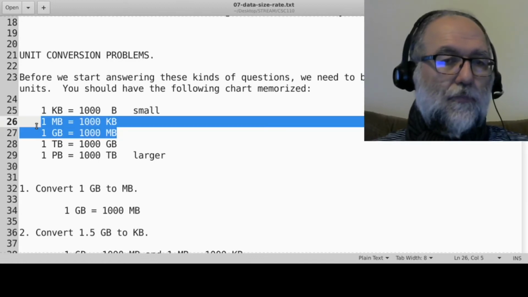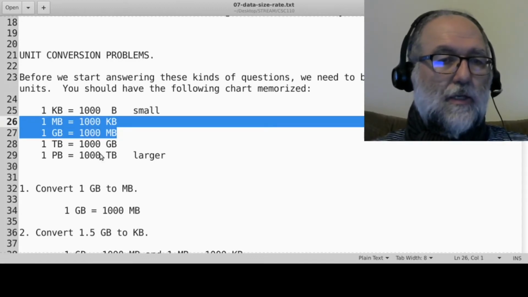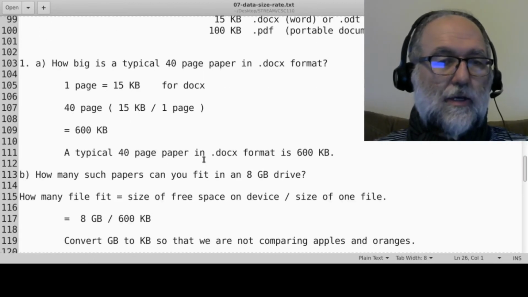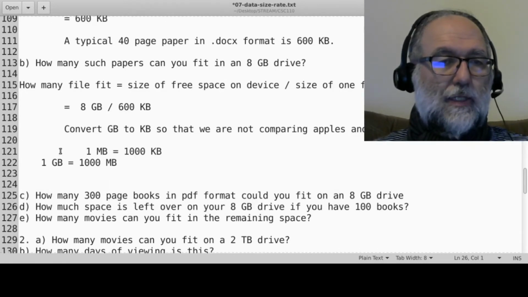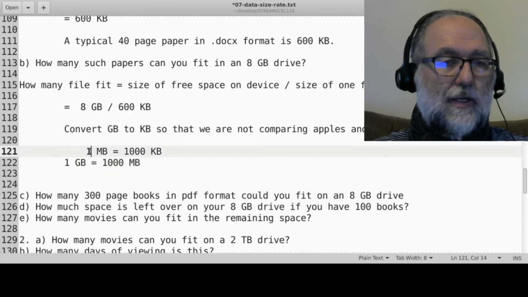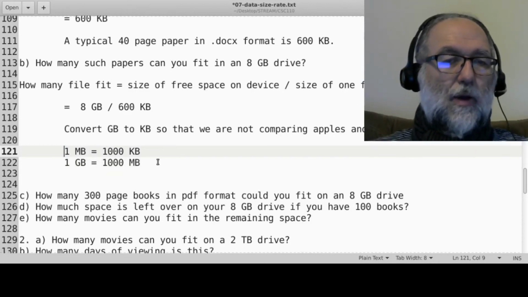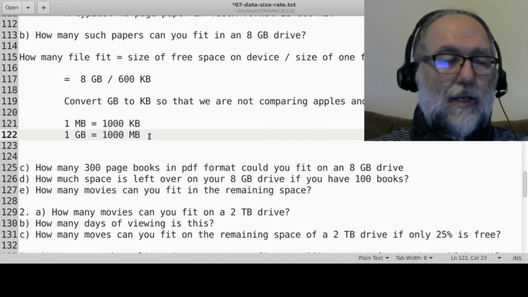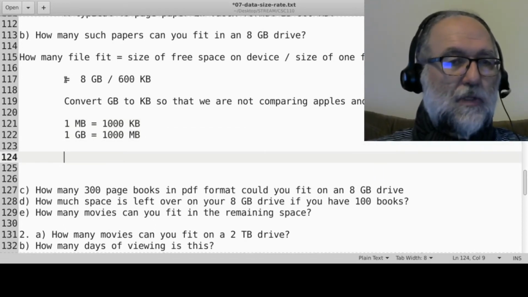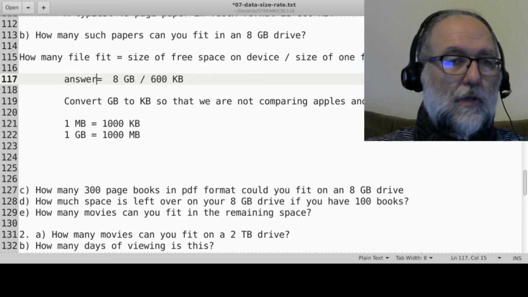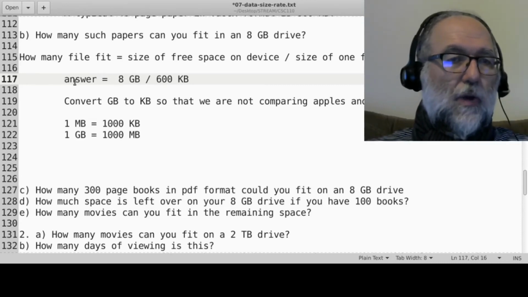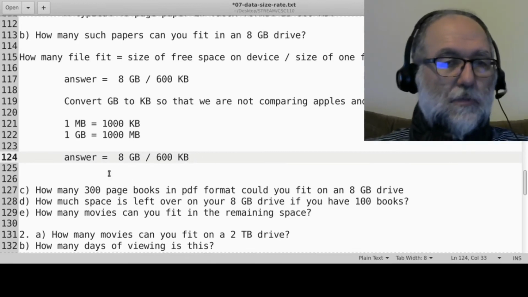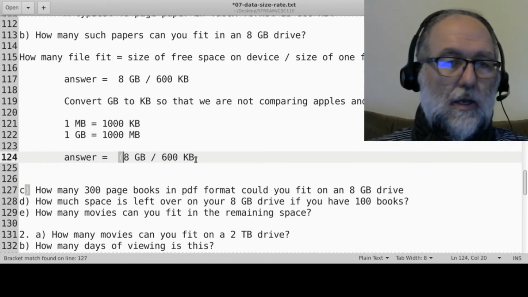We want to go from gigabytes to kilobytes, and so we're going to need two lines from that, these two lines here. Let me fix that up. We need both of those. And I can show you, actually, let me just put the answer in here. Answer. I can show you how to do that in two steps. So let's put brackets around this.